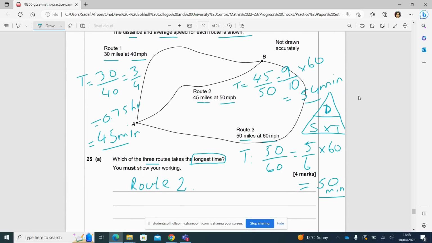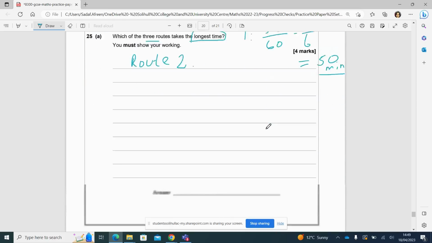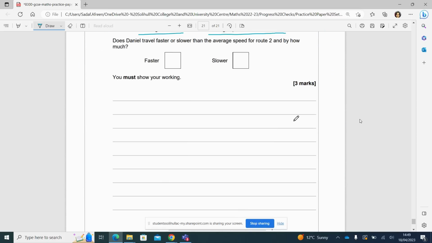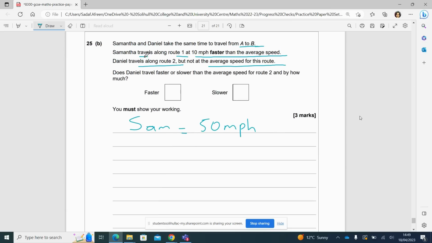So if we go back and we see route 1, the average speed for route 1 is 40 miles per hour. Because Samantha is going 10 miles per hour faster, that means her speed is 50 miles per hour. Okay, so Samantha is traveling at a speed of 50 miles per hour because it's 10 miles faster than the average speed.